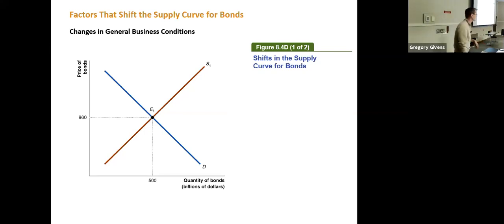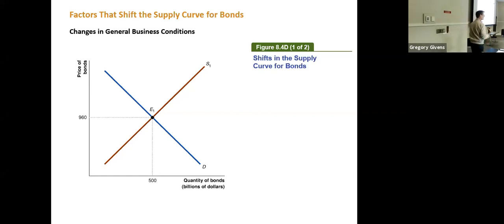What would make businesses and firms who are thinking about issuing new bonds more or less willing to supply them outside of price, okay? There's a lot of factors in our economy. I'm not going to pretend to go over all of them, but I do want to talk about 3 of them as quickly as I can here. The first one is what I'm just going to characterize as changes in general business conditions, all right? And I'll let you guys kind of answer this question here with me.